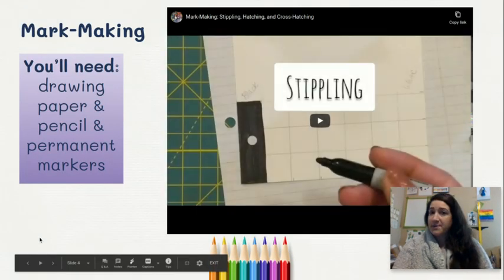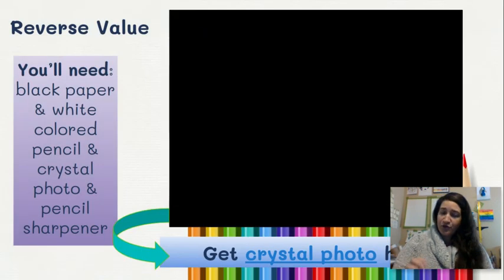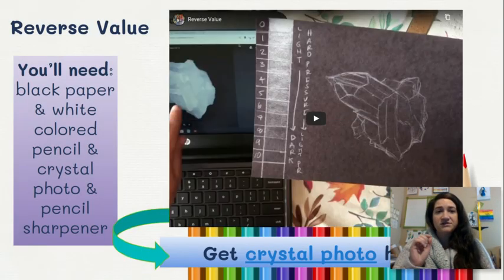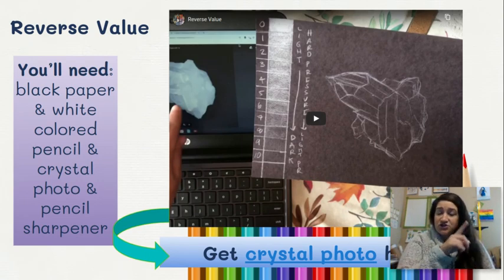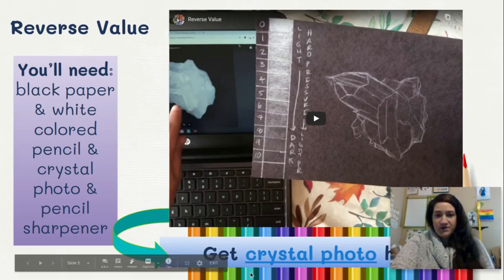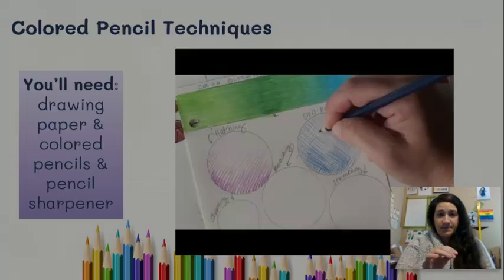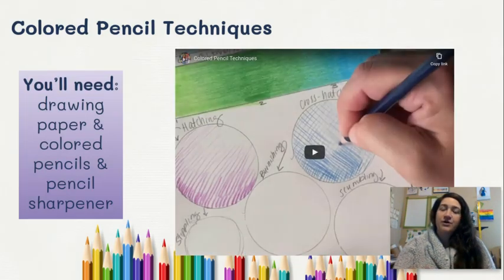Next, you're going to be doing mark making, which will include stippling, hatching, and cross hatching. And you're going to be doing this with your permanent markers. The third activity that you're going to be doing is reverse value, which is the opposite of value that we're used to. And just like the chiaroscuro ribbon that you do, you're going to get a crystal photo here. My face is over it right now, but there's a link to get a photo that best fits your artistic needs. Next, I go over with you some basic colored pencil techniques.